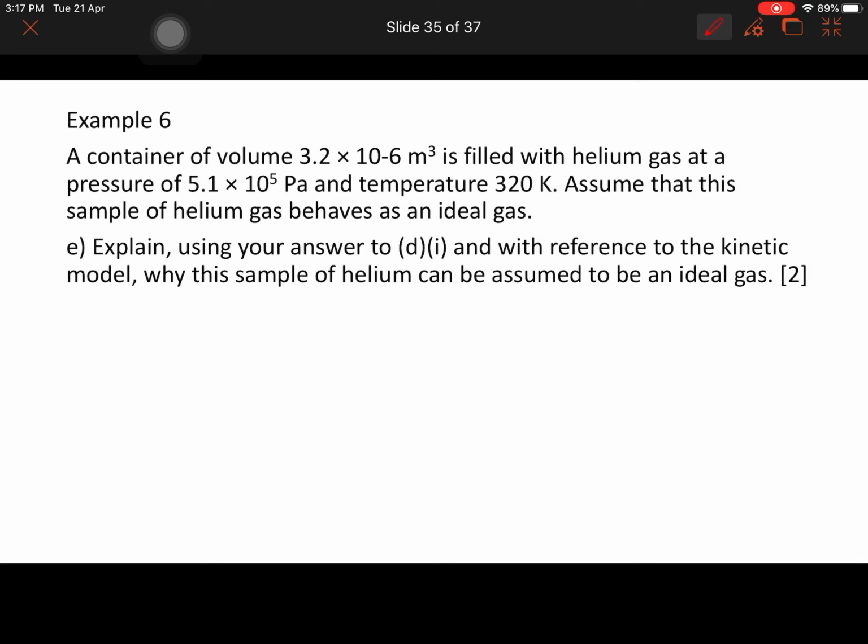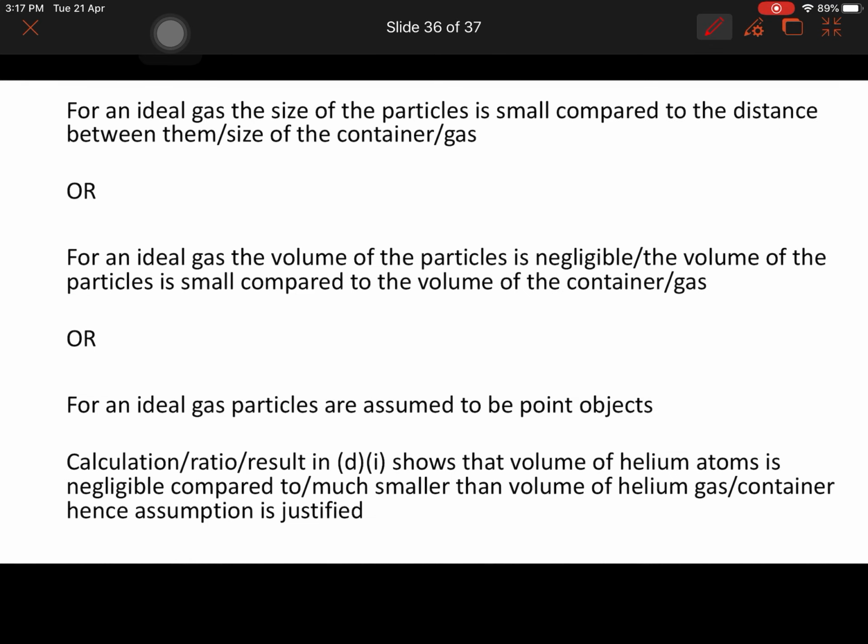They ask us to explain your answer in part D part 1 with reference to the kinetic model, why this sample of helium can be assumed to be an ideal gas. Now, what did we say about the assumption of ideal gas? We said that for an ideal gas, the volume of the particles must be negligible compared to the volume of the container. So because of our calculation, the ratio shows us that it's very small, we can say that this gas here is ideal.